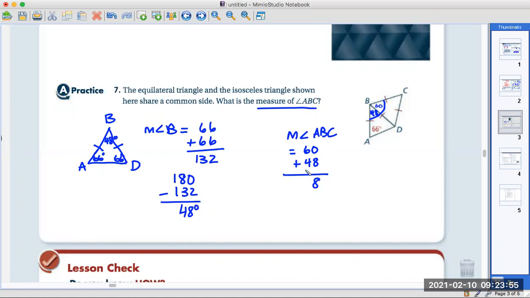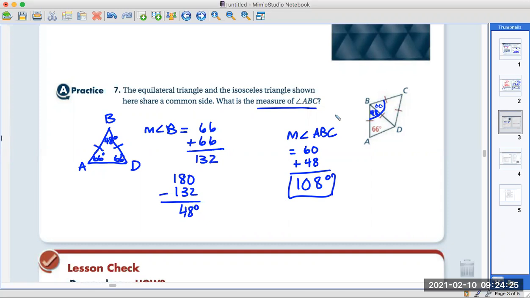8, 1, 5, 5 and 6 is 118. No, did I do that right? No. Why am I having a mental block right now? 60 plus 48 is 108. 108 degrees. There you are.